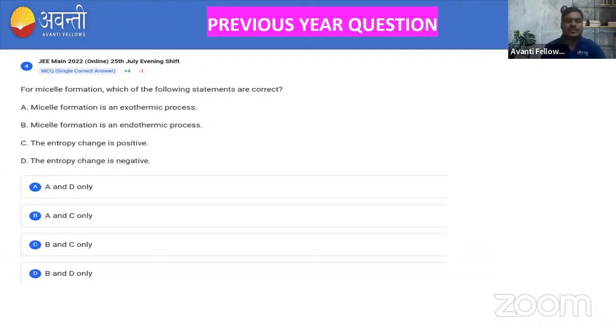Next is for the micelle formation. Which of the following statements are correct? You need to answer this. Micelle formation is an endothermic process. We just saw that delta H is greater than 0, so micelle formation is an endothermic formation. And the next is that the entropy change is also positive. So which option? Option B and C.